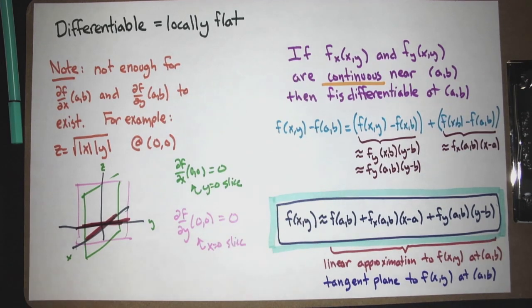So in the slice, I see, oh, it's always 0, so the derivative will be always 0. So now it says, oh, it looks like in the x direction I look flat. By that, I'm always 0. In the y direction I look flat. It means like I should always be 0. So intuitively, that says, oh, if it were differentiable, we would look like the xy plane.